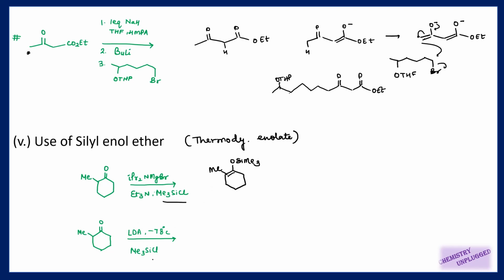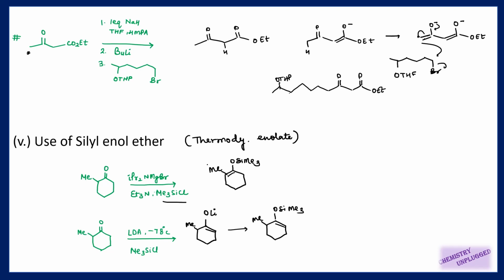At the same time, if I am using LDA and then I am using trimethyl silyl chloride, this LDA will first form enolate from the less hindered carbon. Lithium enolates are less stable as compared to silyl enol ethers. Then I am using this trimethyl silyl chloride, so I will get this type of enolate.